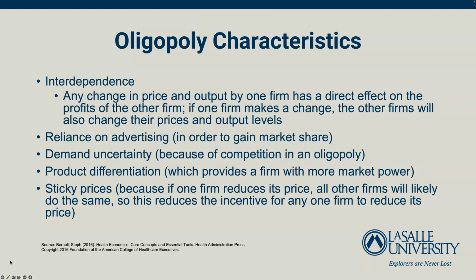We also have a greater reliance on advertising in order to gain market share, but we also have demand uncertainty because of the sheer amount of competition in an oligopoly. We see product differentiation, which gives a firm more market power, but we also have sticky prices. And the idea here is that if one firm reduces price, all other firms will likely do the same. So this reduces the incentive for any one firm to reduce its price.